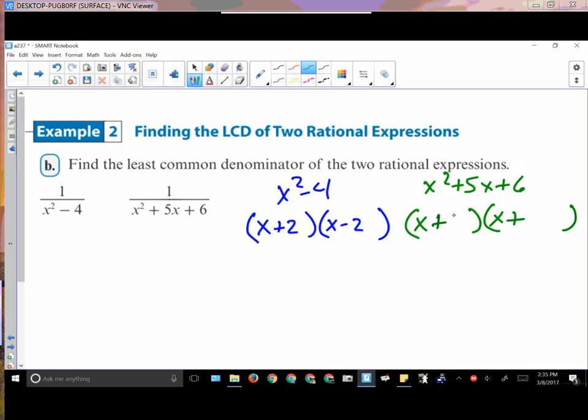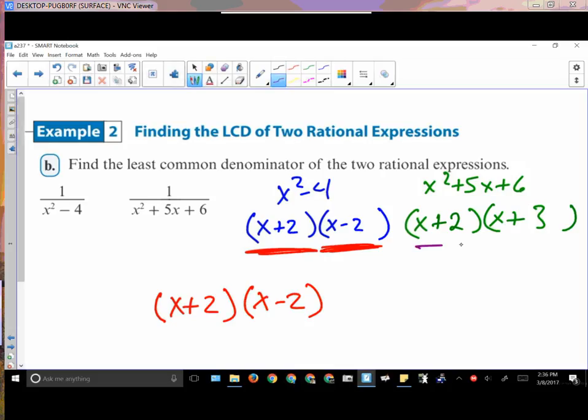That would be 2 and 3. Now, to find the common denominator, I need to have all of the parts to each one of these in the denominator. And what I mean by all of the parts, I need an x plus 2. So I'm going to put down an x plus 2. I need an x minus 2. So I'm going to put down an x minus 2.